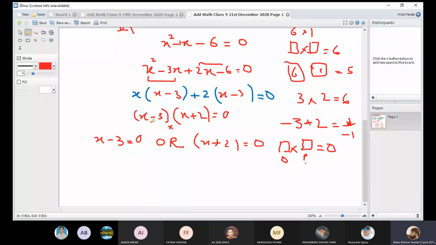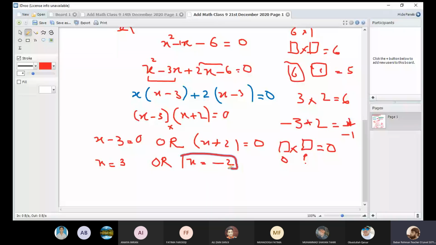We cannot say that this one will be 0. So anyone can be 0. Now find the value of x over here. So what is the value of x? That is 3. Or x is equal to positive 2, and when I shift it there, it will be negative 2.